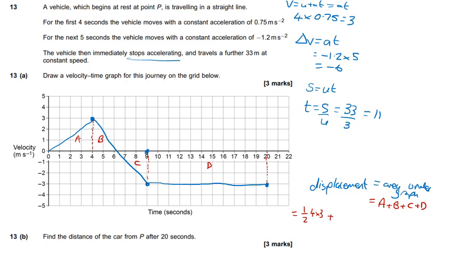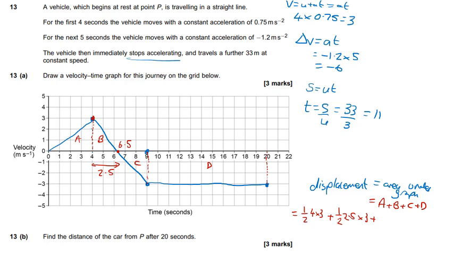The second one, B, is going to be a half of, so what's the base here? Well, it was going from 3 down to minus 3, so this point where it crosses must be halfway between 4 and 9, so that must be 6.5. So it's a half of the distance from 4 to 6.5, which is 2.5. So half of 2.5 times 3.